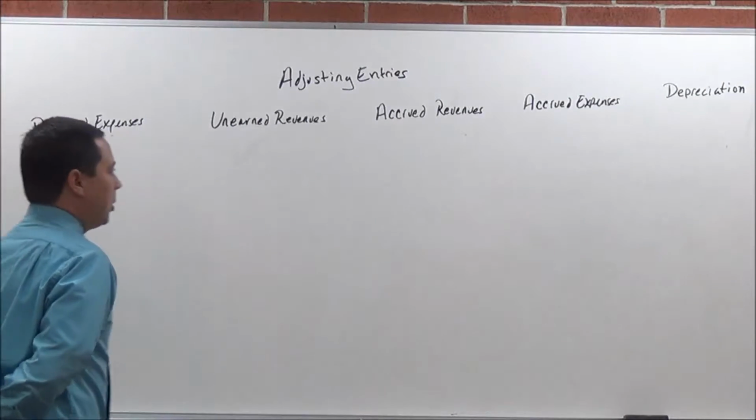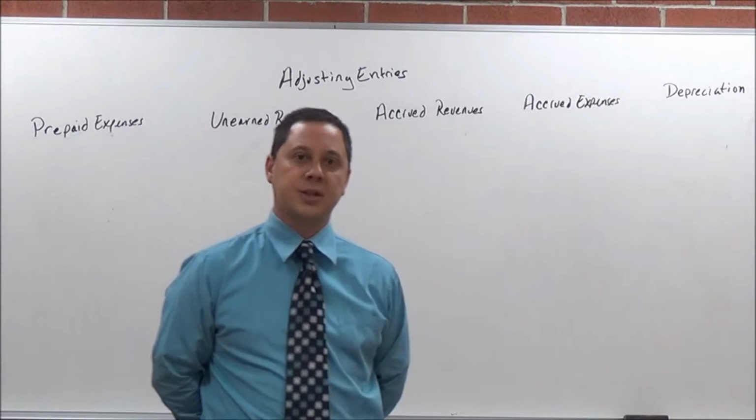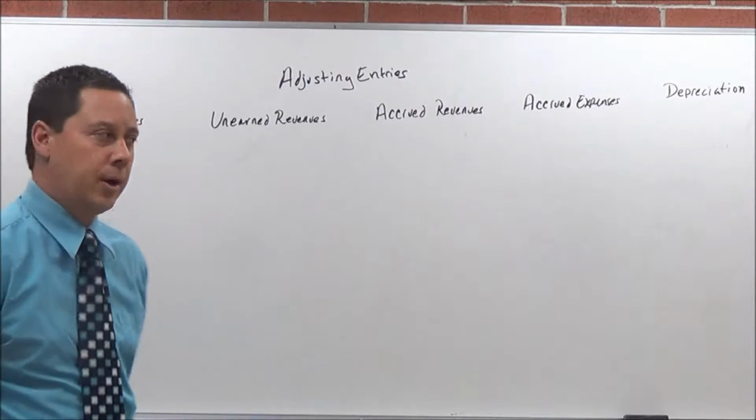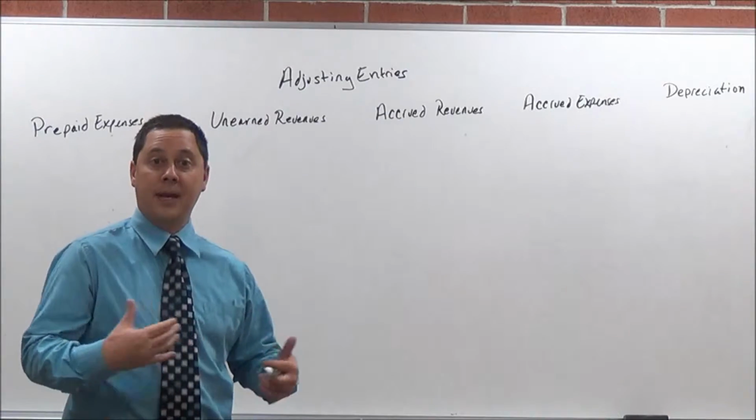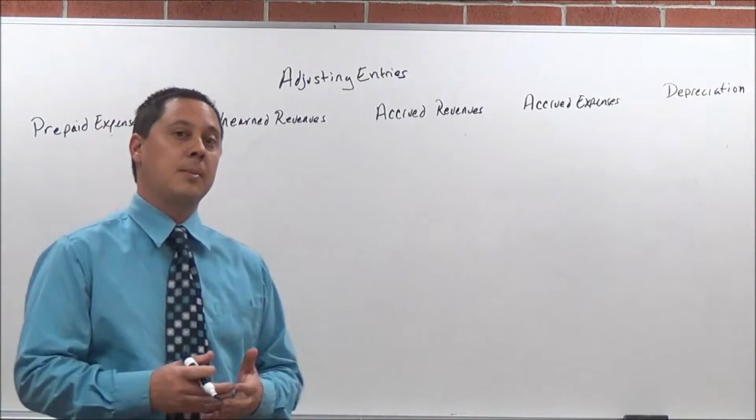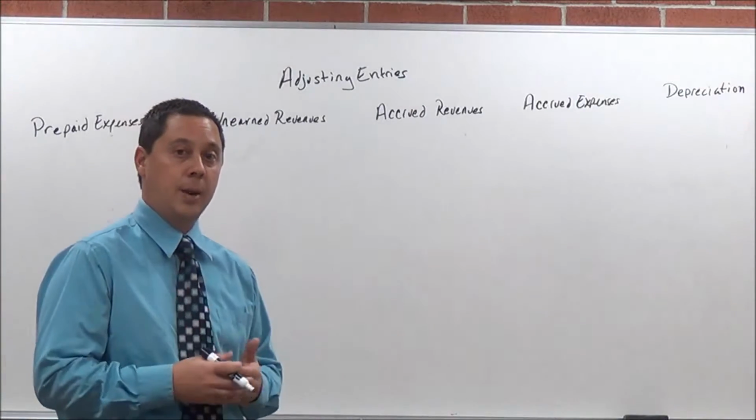All right, so really we have to take a look at 5 categories that we must adjust. At the end of the month or the end of the period, we must adjust certain things because certain things have not been accounted for during that time frame. So we must do that at the end of the accounting period.